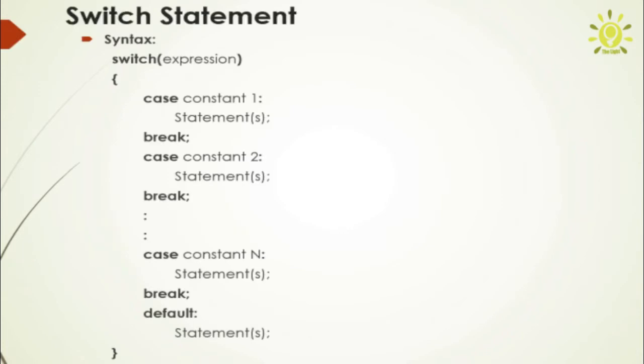Let's get started. The syntax of the switch statement is: use the switch keyword and within parentheses use your expression, and then the body of the switch starts and closes. Within the body of the switch you can use multiple cases, and a break statement is used at the end of each case. It is used to exit from the switch body when any one case becomes true. At the last you can see the default statement. It executes only when the result of the expression does not match any case label.